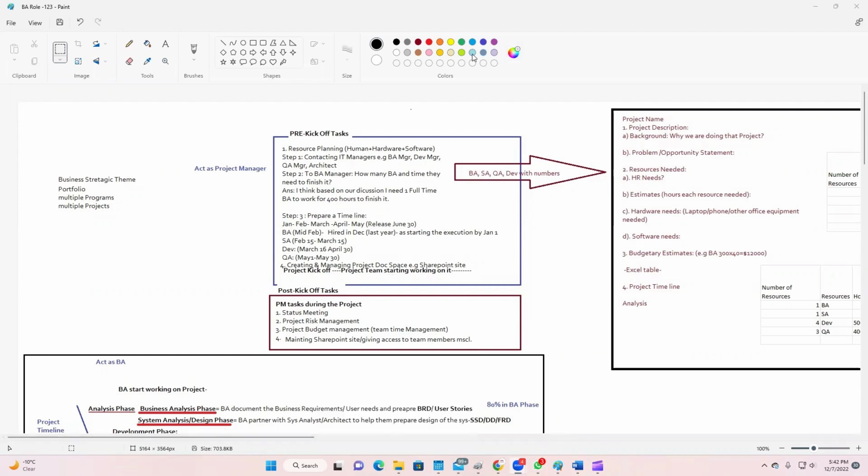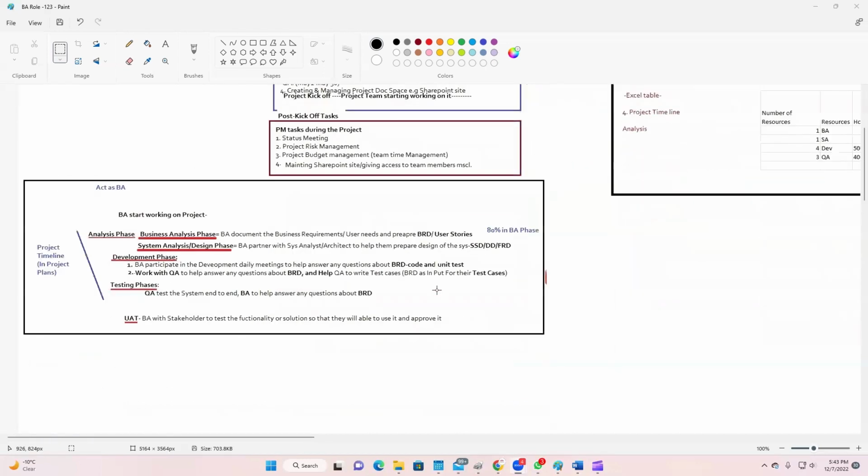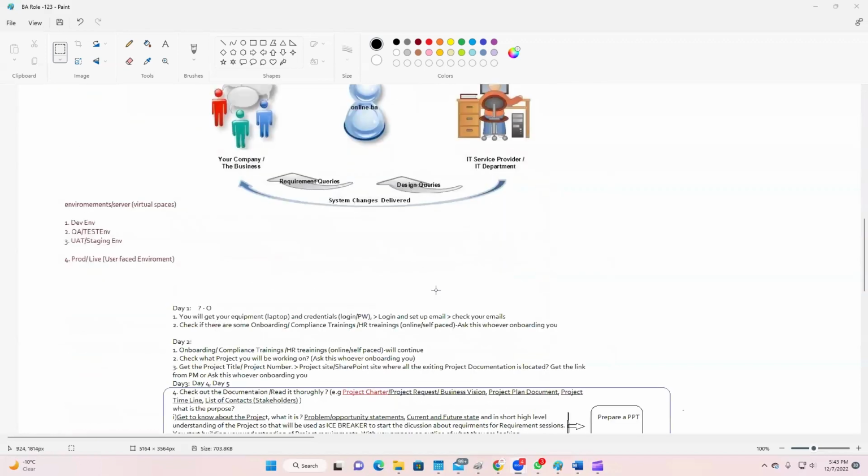In that project kickoff meeting, they go over the project plan, get it approved, and present that project plan to all the team members and developers, if they have already joined. If they are not yet recruited into the project, then a manager would be there. So the project gets kicked off, and the BA starts their work.